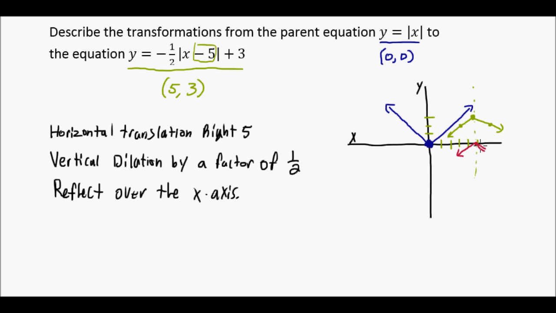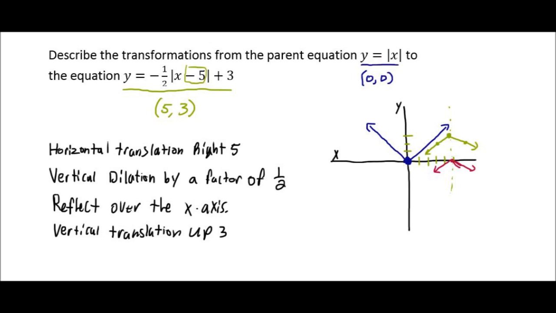So it looks almost identical to the green graph, except it needs to be shifted up vertically. So remember, shift is translation. So it's going to go up, so that's a vertical translation up 3. And now you have the solution.